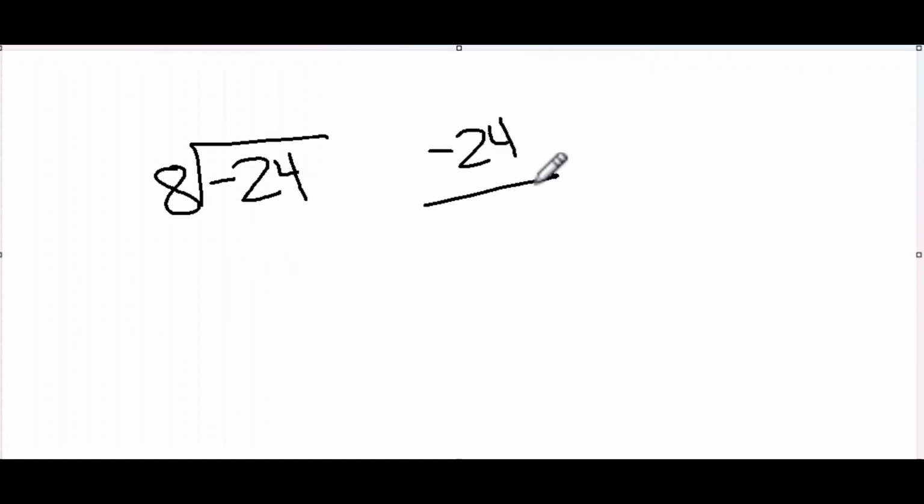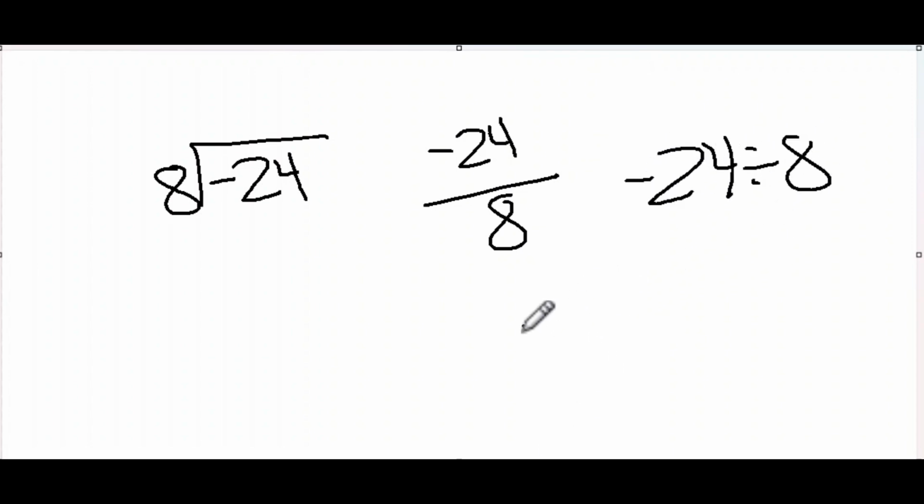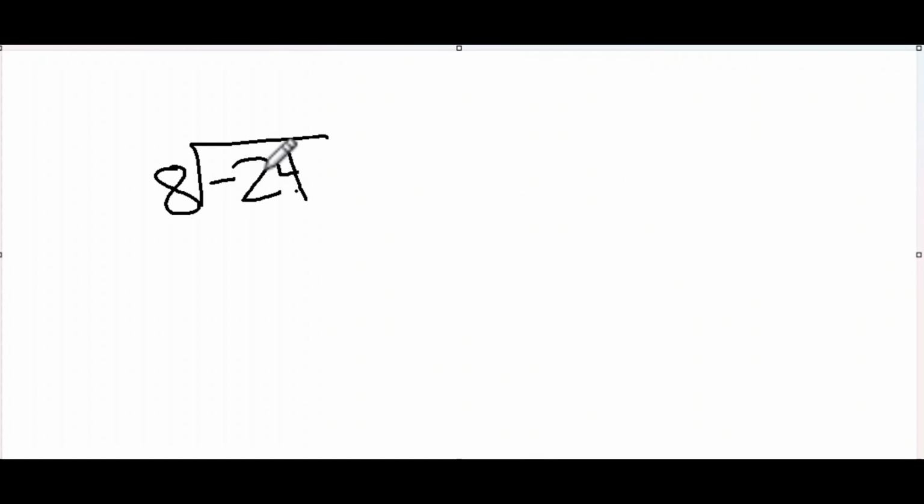Now, let's take a problem, for example. Let's say negative 24 divided by 8, or 8 divided into negative 24. So this could look like this, and it means exactly the same thing. It could look like this, and it means exactly the same thing, but it's a very simple little problem, so we'll figure it out.